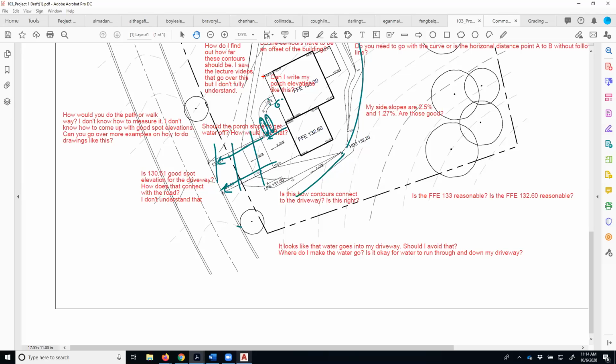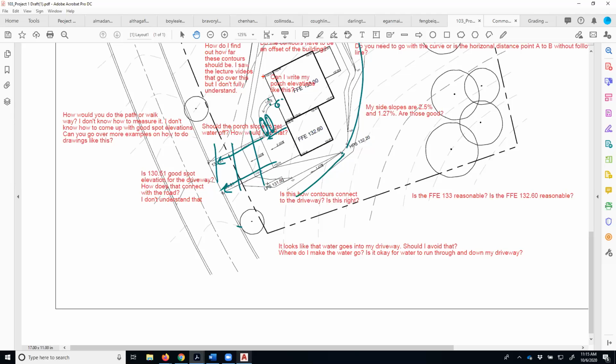Where do I make water go? That is an excellent question. You always, always, always try to make the water go wherever it did naturally before anything was being built. You cannot always do that, but you always want to try to emulate the system as best as you can.